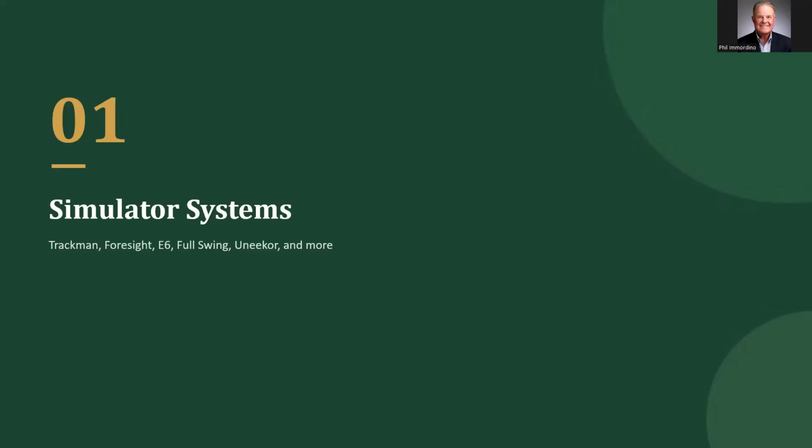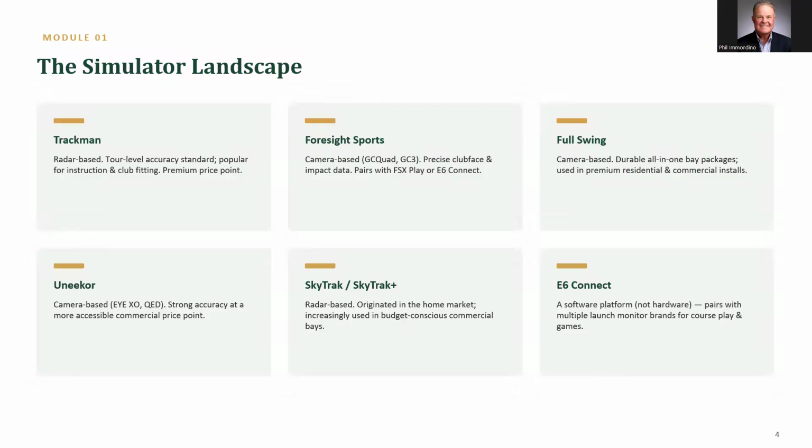Module 1: Simulator Systems. Your simulator is the single biggest technology decision you'll make. So this module will walk you through the major brands on the market today: TrackMan, Foresight, E6, Full Swing, Uneekor, and more, and how to think about matching a system to your venue. Let's run through the landscape.